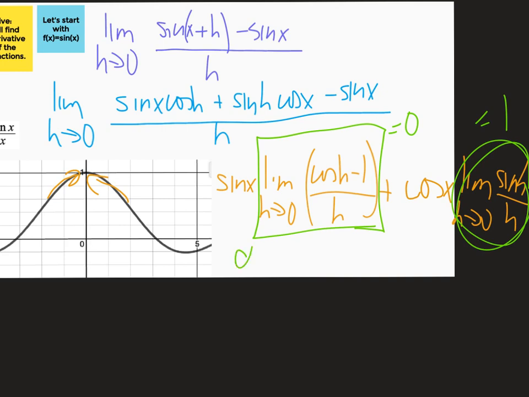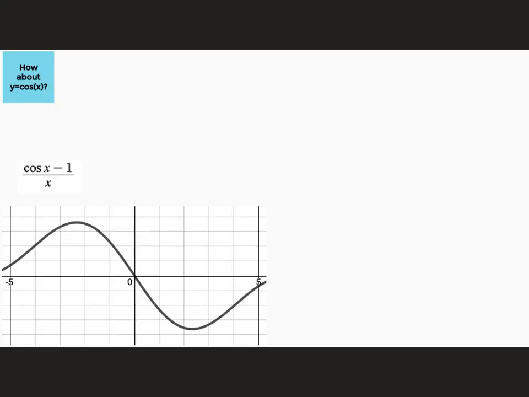So what we just figured out is the derivative of the sine is the cosine. And see, I told you that cosine x minus 1 over x was there.